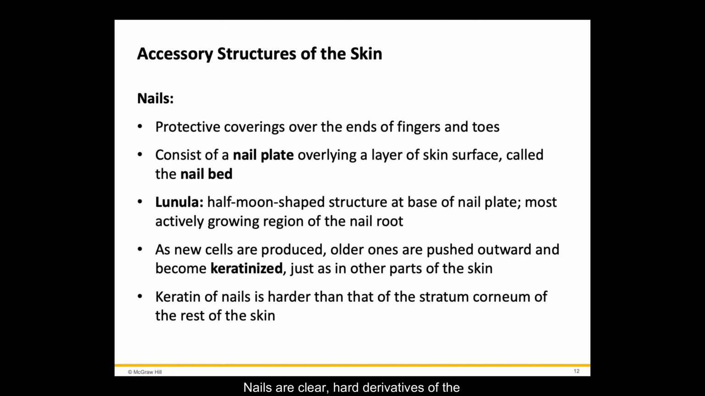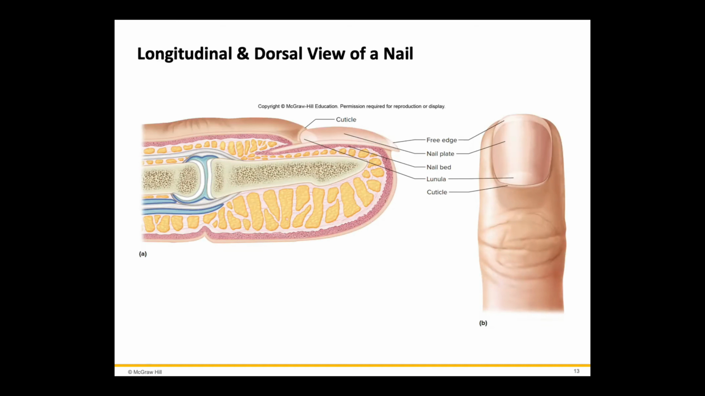Nails are clear, hard derivatives of the stratum corneum, composed of thin, dead, scaly cells, which are densely packed together and filled with parallel fibers of hard keratin. The hard part of the nail is the nail plate, which includes the free edge, the nail body, and the nail root. The free edge of the nail plate is the part overhanging the tip of the finger or toe, and the nail body is the visible attached part of the nail. Then we have the nail root, which extends underneath the overlying skin.